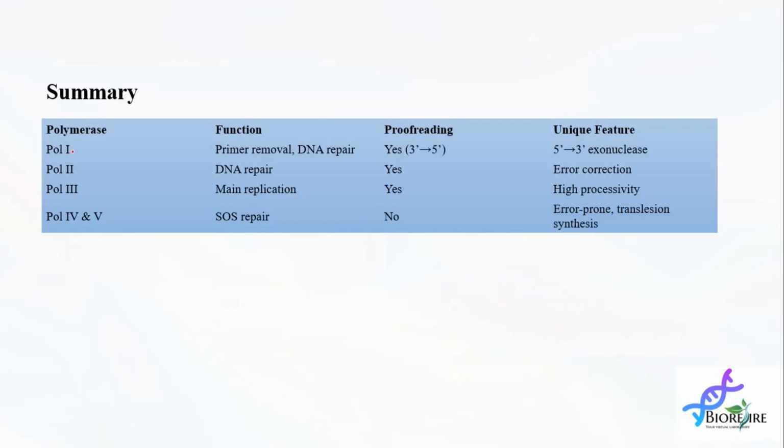Now these are the differences. DNA polymerase 1 is for primer removal or DNA repairing. Proofreading activity, yes. Unique feature, 5' to 3' exonuclease. DNA polymerase 2, DNA repairing, proofreading activity, yes, with error correction. DNA polymerase 3, main replication enzyme, yes, high processivity. DNA polymerase 4 and 5, SOS repairing, no proofreading activity, error prone or translesion synthesis.